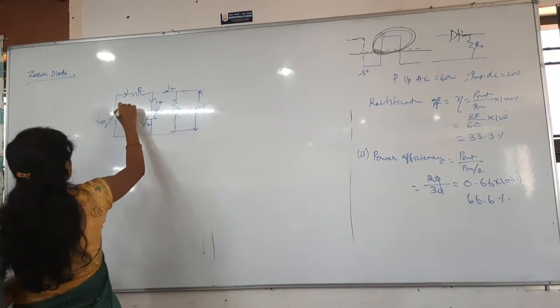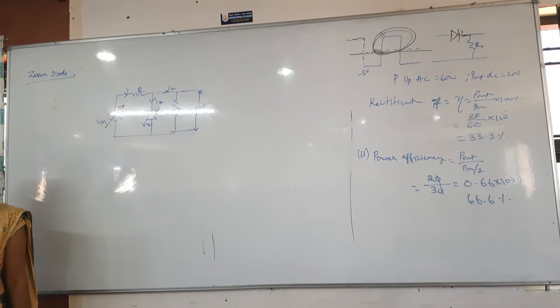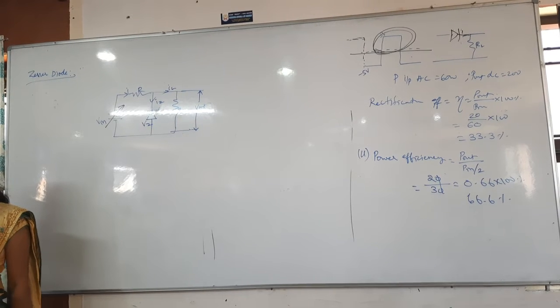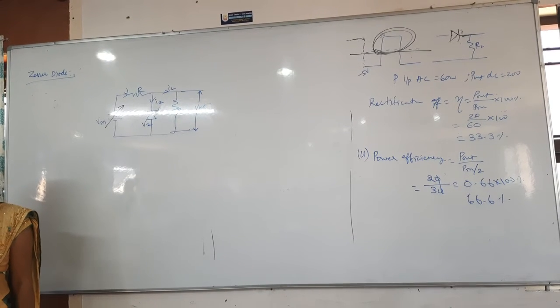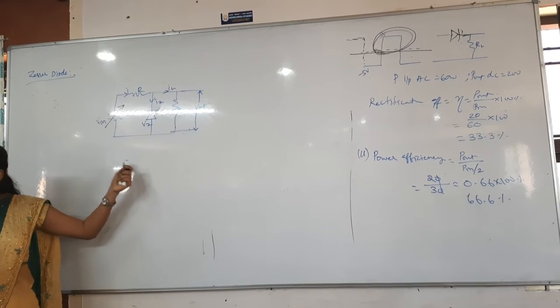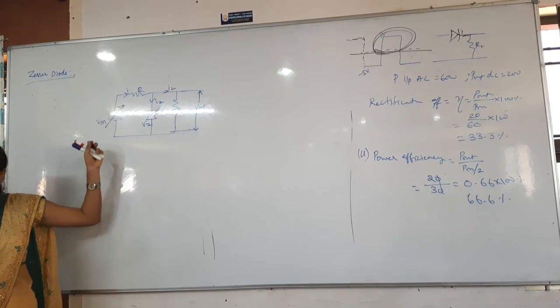This arrow mark indicates variability. Whenever you see an arrow mark on a capacitor, a battery, or a resistor in some circuits, that means it is variable. Here my input signal can vary, and it is obviously a DC signal only, because we have taken a DC battery here. So my input signal can vary.